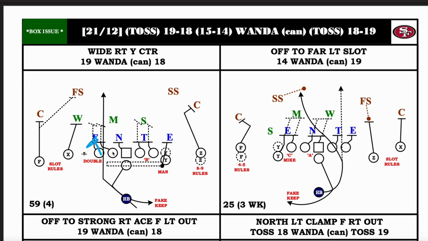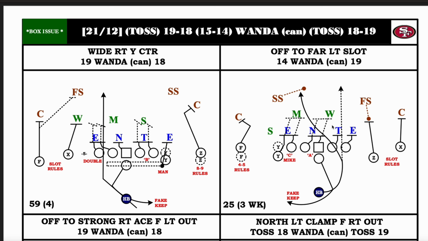He doesn't have anybody crossing his face. And that's just so the guard can really make sure that we get that alley created on the front side, make sure that center has all the help that he needs so that we can get the ball hitting the B gap. Looking to the right over here, you can see that now we have 14 Wanda.